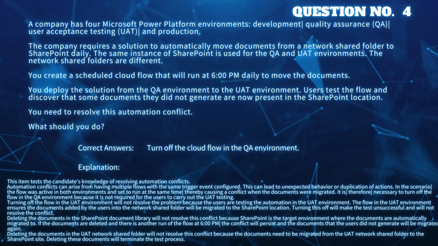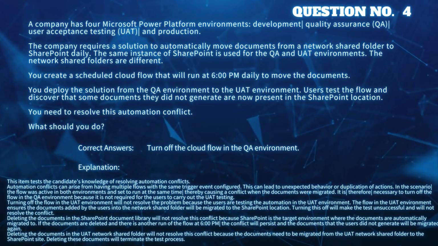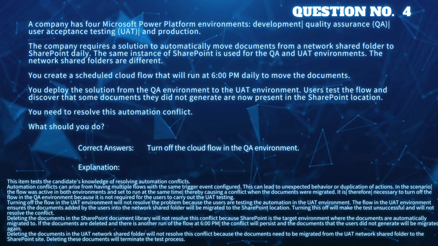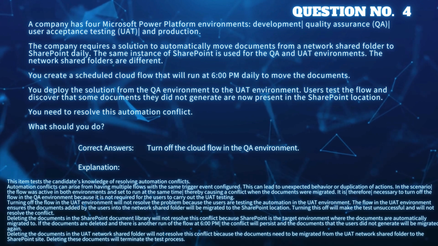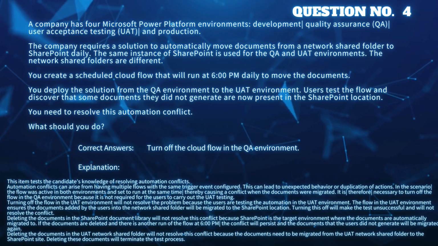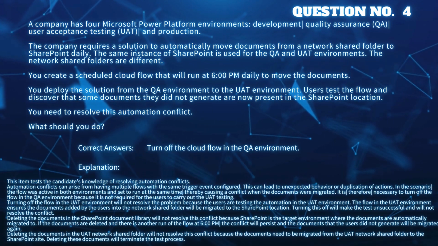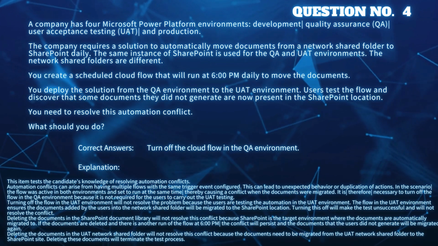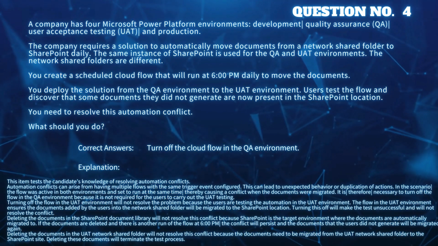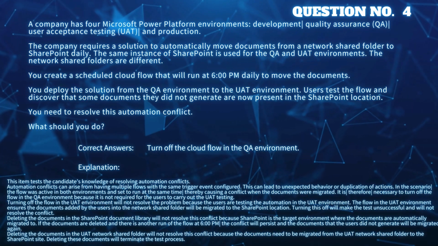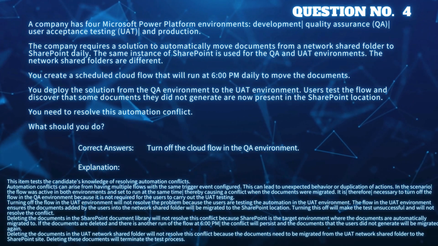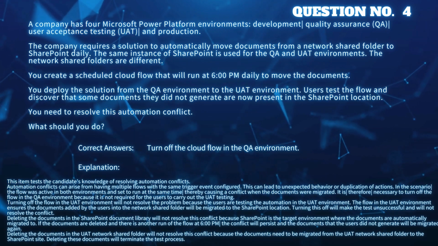Automation conflicts can arise from having multiple flows with the same trigger event configured. This can lead to unexpected behavior or duplication of actions. In the scenario, the flow was active in both environments and set to run at the same time, thereby causing a conflict when the documents were migrated. It is therefore necessary to turn off the flow in the QA environment because it is not required for the users to carry out the UAT testing.